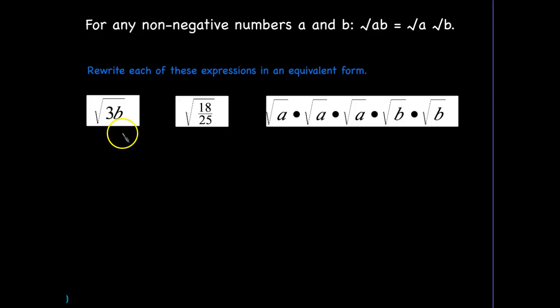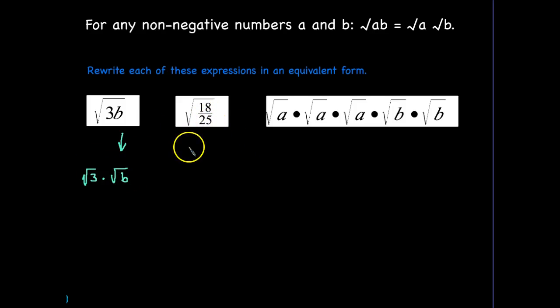So how can we rewrite the square root of 3 times b? Well, we can rewrite that as the square root of 3 times the square root of b. Sometimes that's helpful if we need to separate things inside the radical. We can't do anything else beyond that.